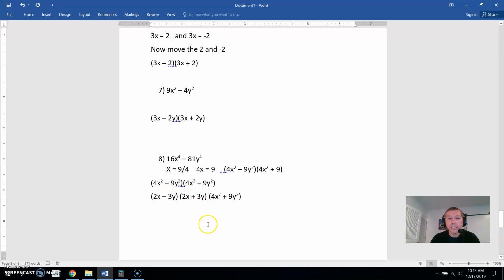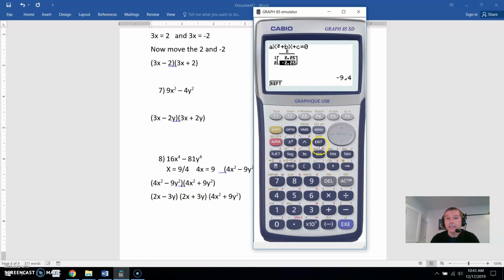This one, I'll try that a second, and I'll show you that this one does not factor. So you would do this. We could say, let's exit this and put in our coefficients for this one, which would be 4, a 0, and a 9. See, 4, x squared, no x's, and a 9. So when you solve that, we get, this means that it doesn't factor.